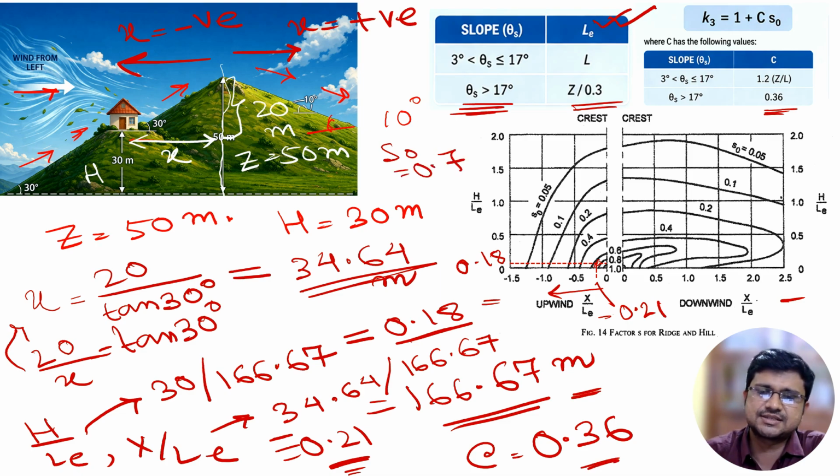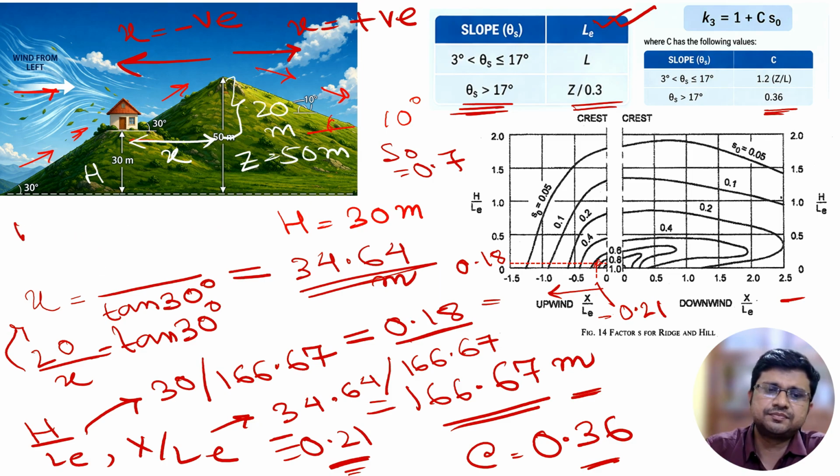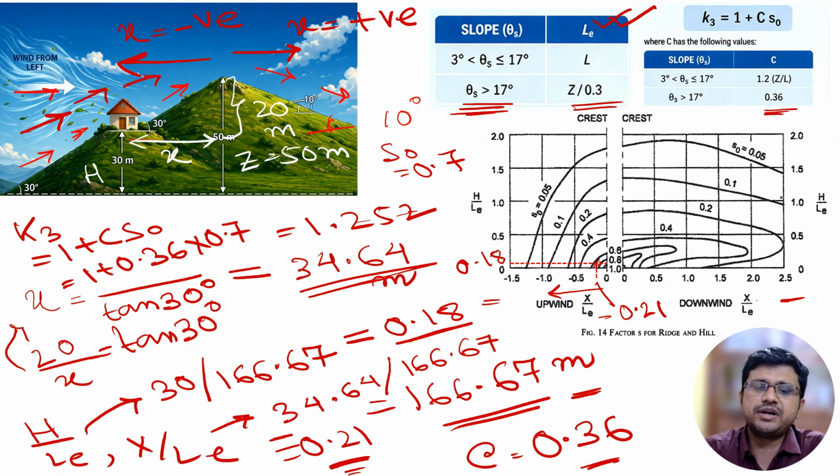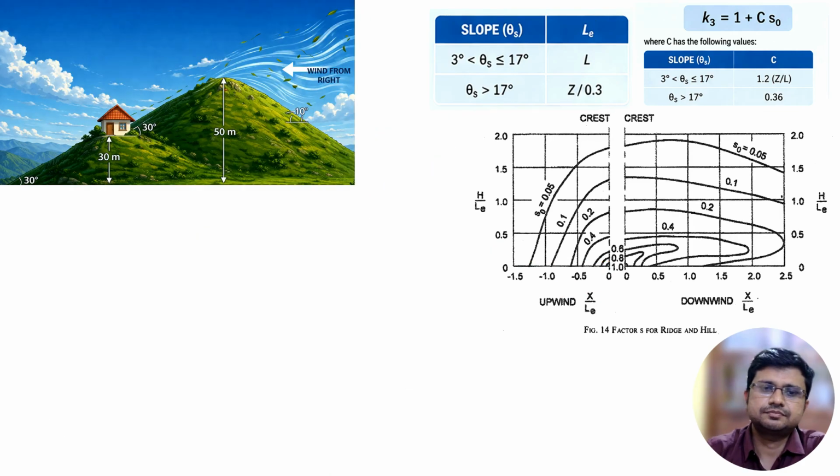And C is 0.36. So what will be K3? K3 will be equal to 1 plus C into S0. So C is 0.36 and S0 is 0.7, so it will be 1.252. So K3 is 1.252 when the wind is coming from left.